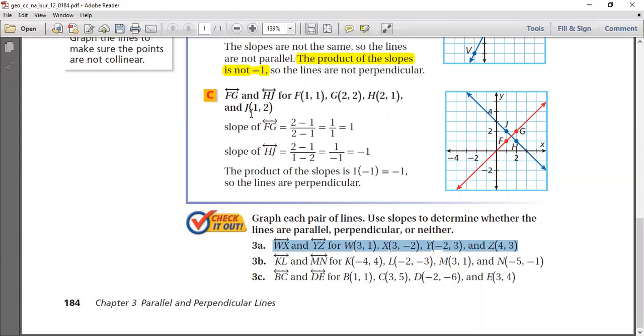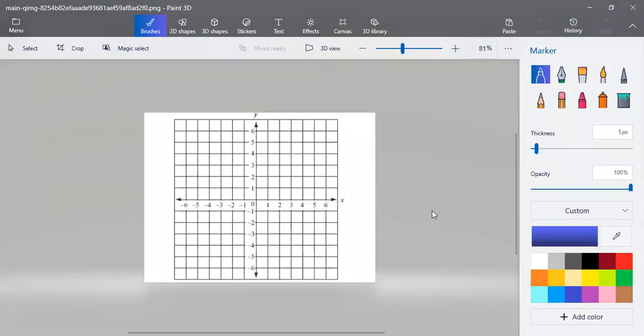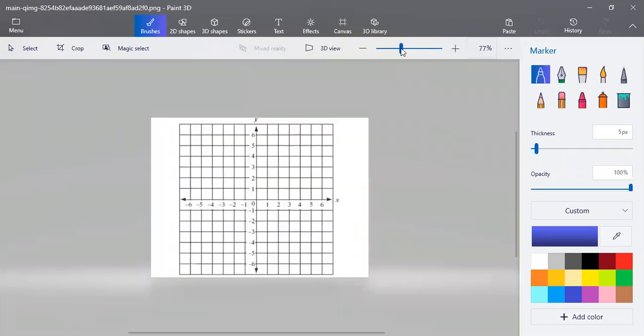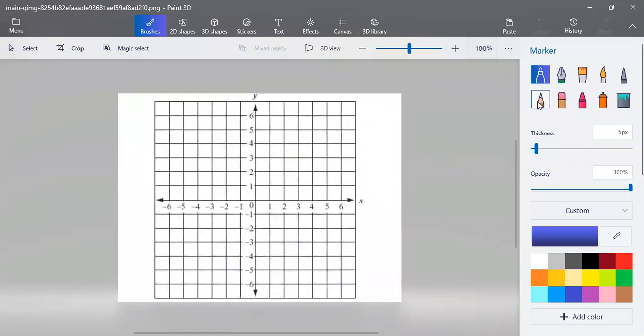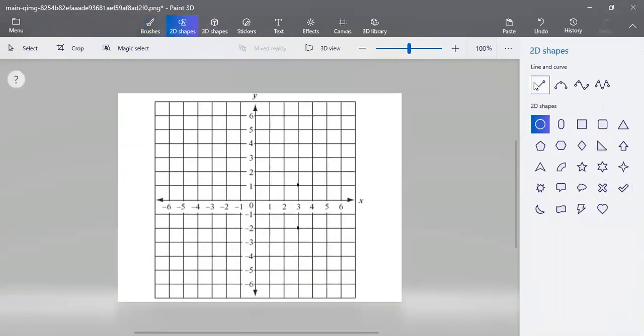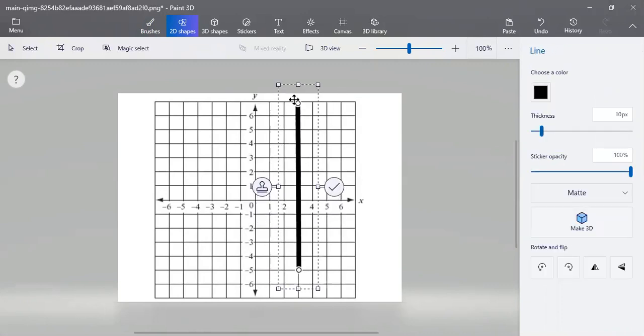So let me open up the graph page for you. Okay, make it a bit bigger. Let me draw W first. So that's 3 and 1, the point here. And then X was 3 and -2. So these two are going to be the points for the line. Let's join them, but when you're joining them, do make sure that you draw arrows. Let's extend this line.